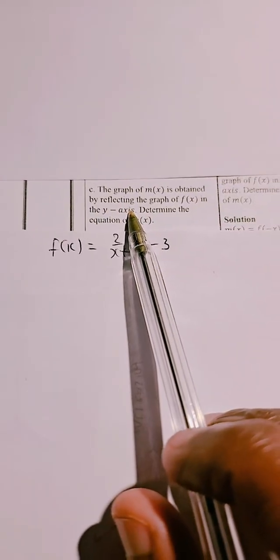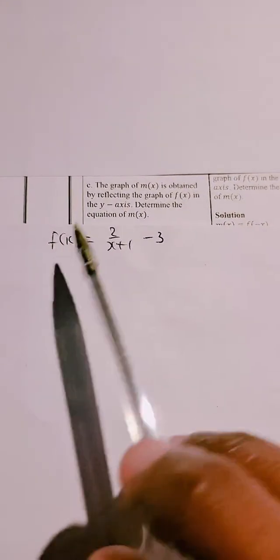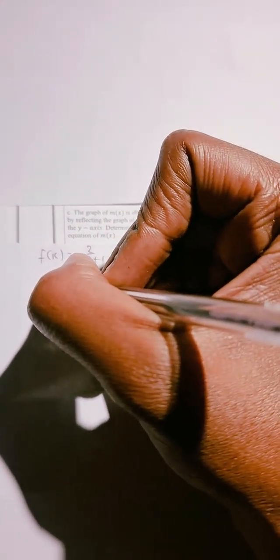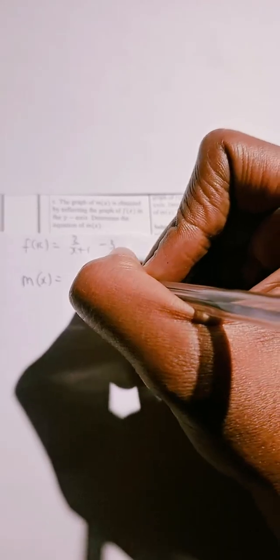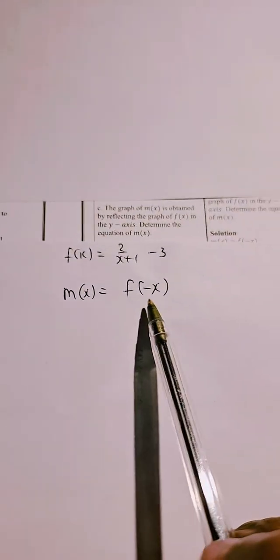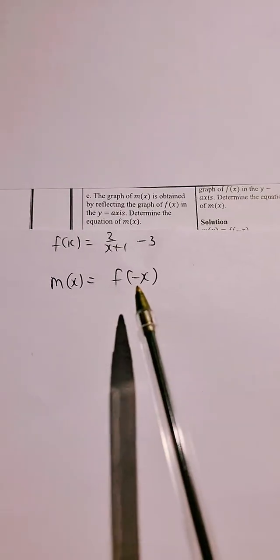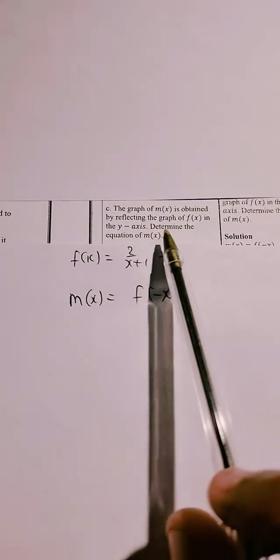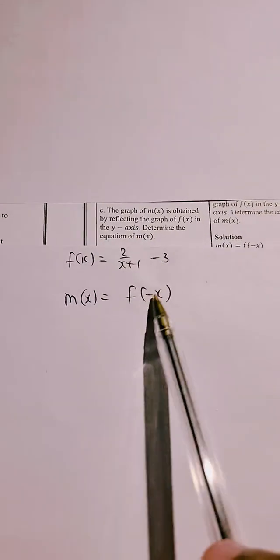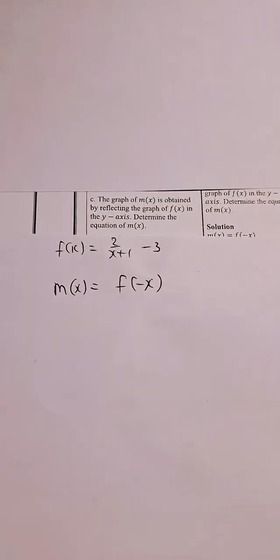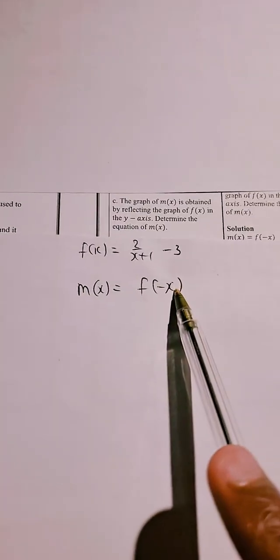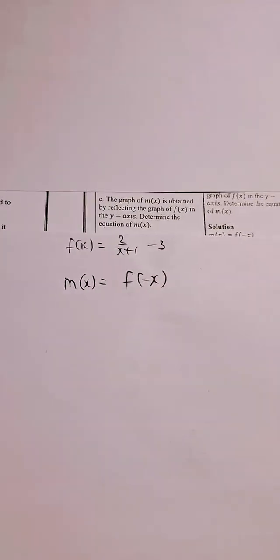So therefore, what does that mean? When we're reflecting in the y-axis, we saw who stays the same, we saw who changes. So here it is. We say m of x is equal to f of negative x. Why are we saying m of x is equal to f of negative x? This time round, we are not saying negative of f of x for reflection in the y-axis. Rather, since we understand it's x that changes the sign, we apply a change in the sign to x alone.